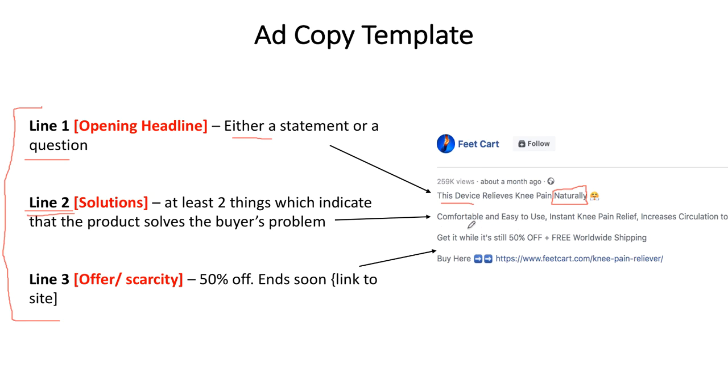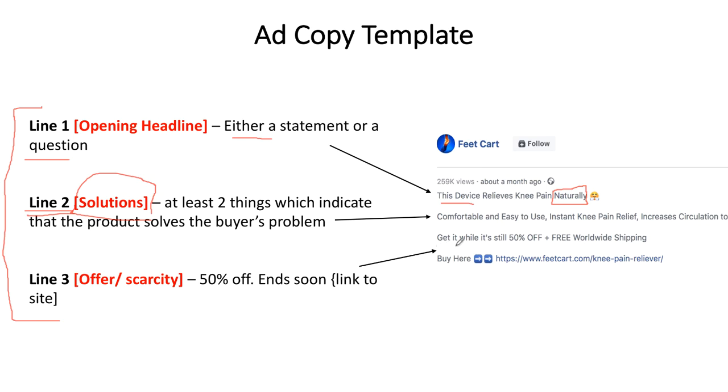Then line number 2, you want to list a few things of how the product adds value to the customer. So comfortable and easy to use, instant knee pain relief and increases circulation to the knees. All these things are solutions for the customer. So they show clearly stating how this product or offer that they have for the customer adds value to them specifically.